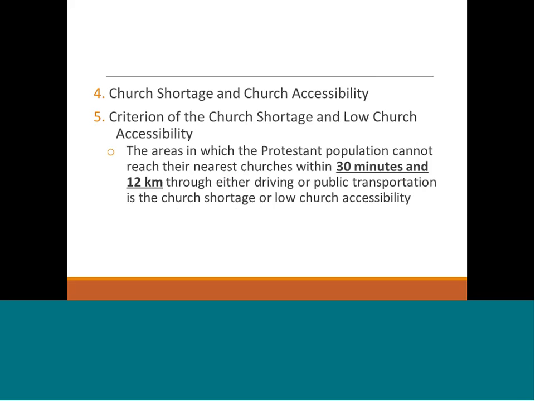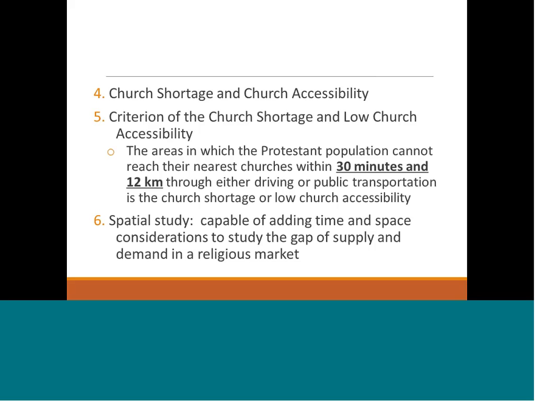Therefore, we must define the criteria of church shortage before we move on. That's the most important issue before we talk about everything, right? We should have criteria for church shortage and low church accessibility, very measurable criteria. Number one, the areas in which the Protestant population cannot reach their nearest church within 30 minutes and 12 kilometers through either driving or public transportation are areas of church shortage or low church accessibility. Later on, I'll mention why we define 30 minutes and 12 kilometers.